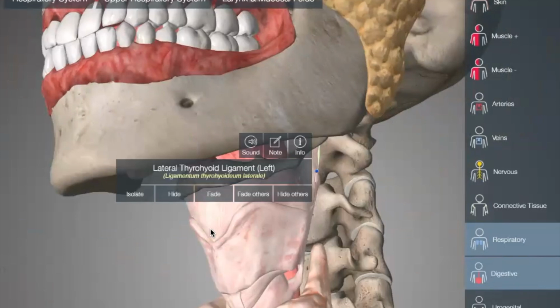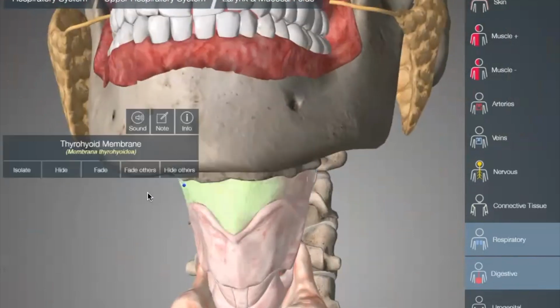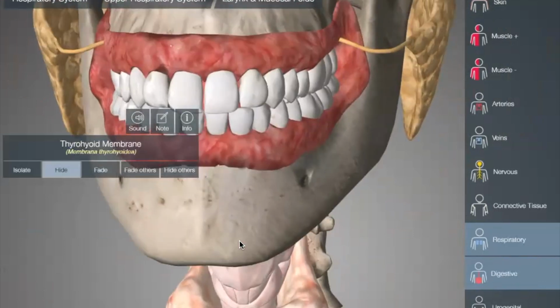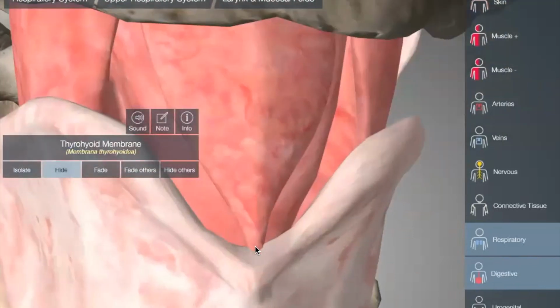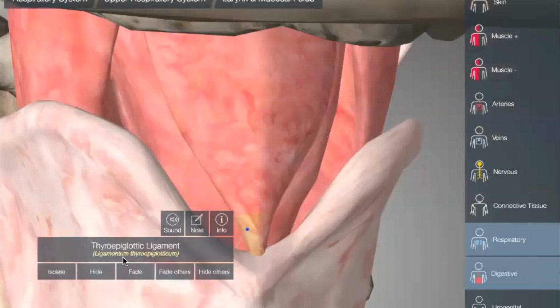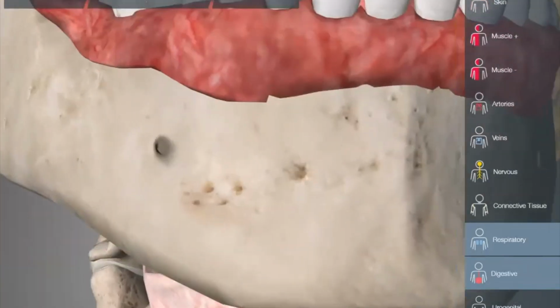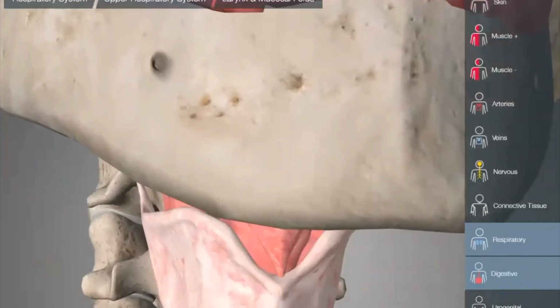Then we have the hyoepiglottic ligament. It connects the hyoid bone to the anterior aspect of the epiglottis. And this is something I showed you before, which is this. Here, the thyroepiglottic ligament connects the thyroid cartilage to the epiglottis. That's the second thing you have to know. The third is the cricotracheal ligament. We didn't do this, but that's the one. The cricotracheal ligament connects the trachea to the cricoid cartilage.